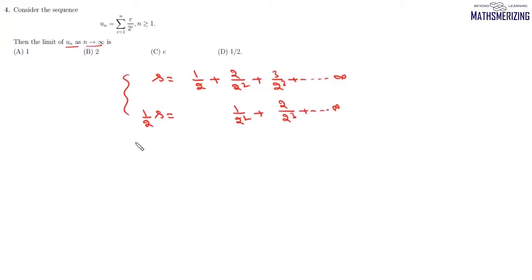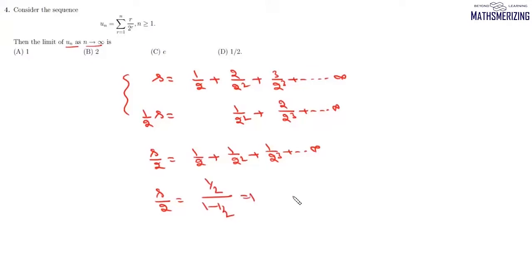Now we subtract the second sequence from the first, we'll write s by 2, and it will be 1 by 2 plus 1 by 2 square plus 1 by 2 cube up to infinity. So it will be s by 2, and this is nothing but an infinite GP, which is a upon 1 minus r, that is 1. So the value of s is simply 2. So this limit n tends to infinity of un is nothing but 2, and that's your option B.